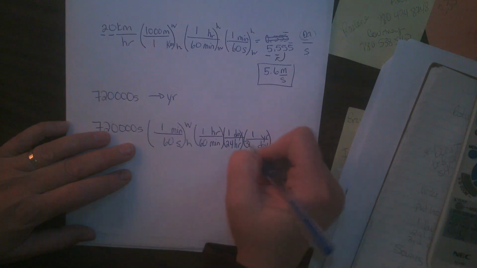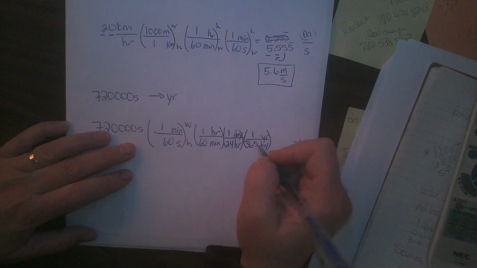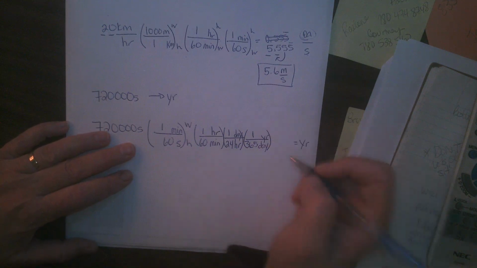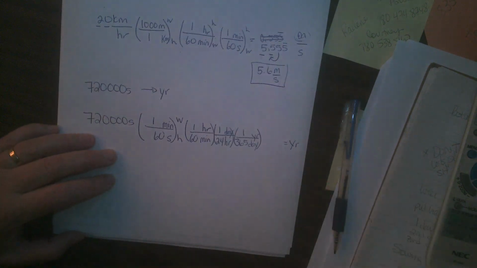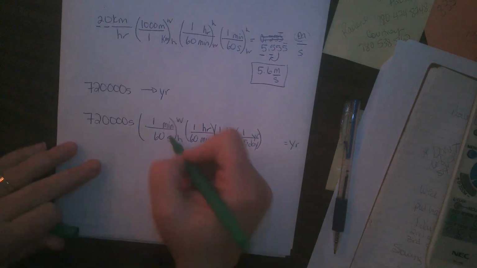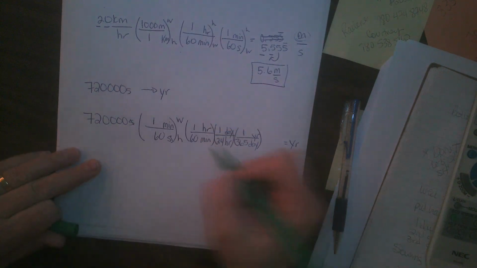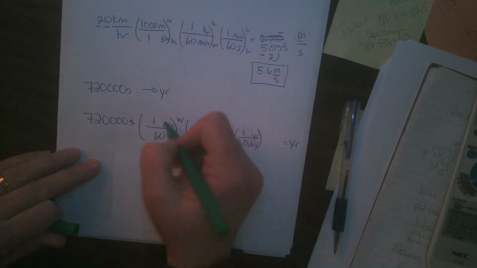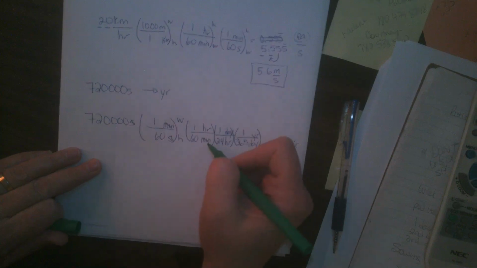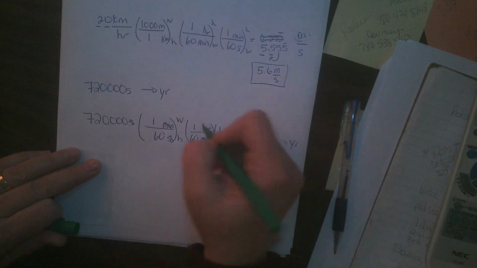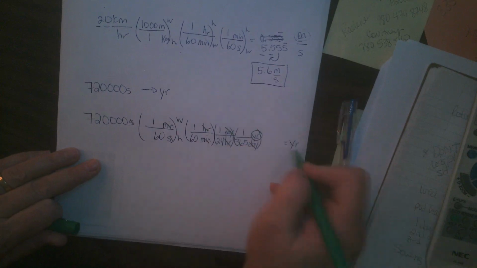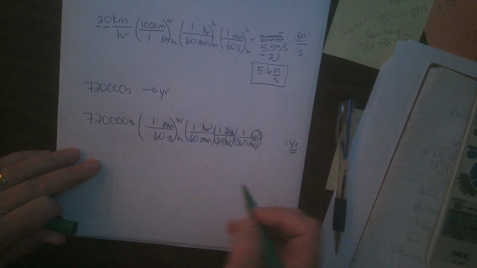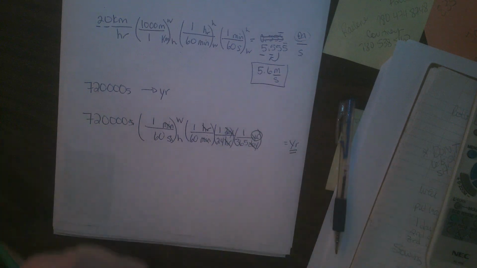365. There's technically 365 and a quarter, but we're not going to worry about the quarter piece, okay? All right, so when I look at this, I can see that my seconds cancel out, my minutes cancel out, because a minute divided by a minute is 1. My hours cancel out, my days cancel out, and I'm left with year, which is what my end goal was. So I know I've set my math up correctly.